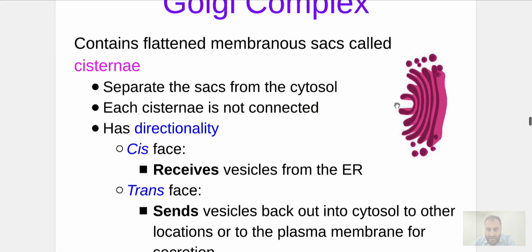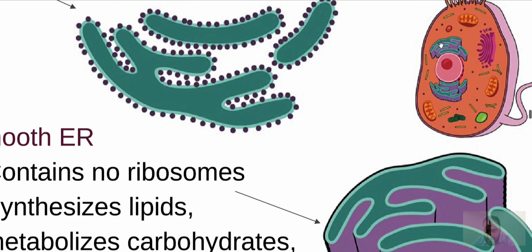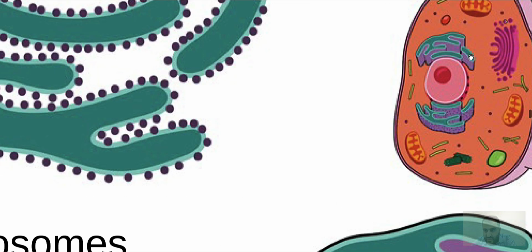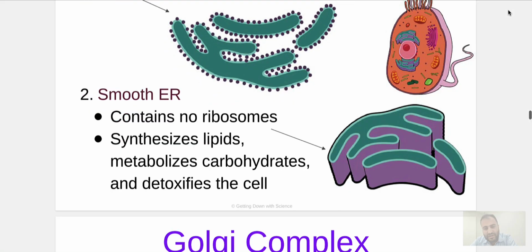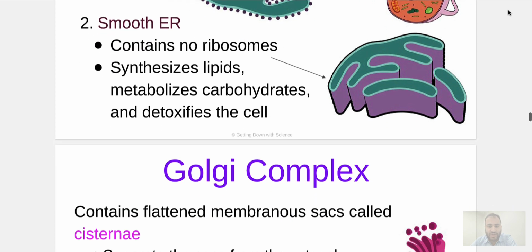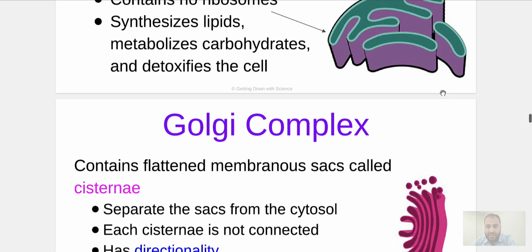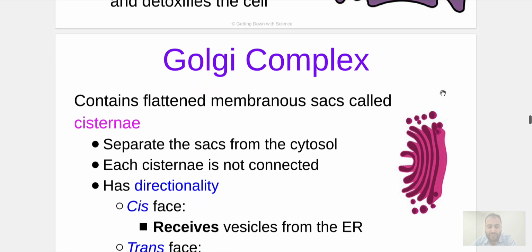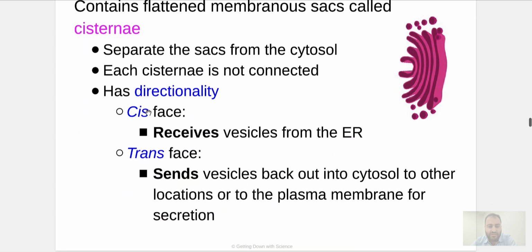what will happen? The cis side, which is closer to the nucleus, is going to receive the vesicles coming from the ER that contain proteins. So imagine a vesicle like a submarine transporting people underwater. So the vesicles that are produced in the ER are going to transport the protein into the Golgi apparatus, mainly into the cis phase of the Golgi apparatus.